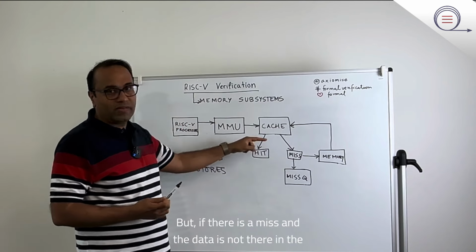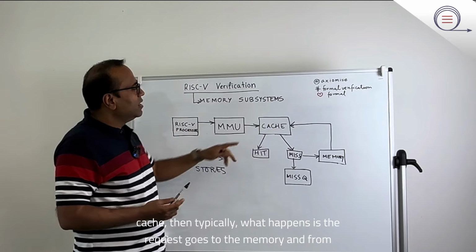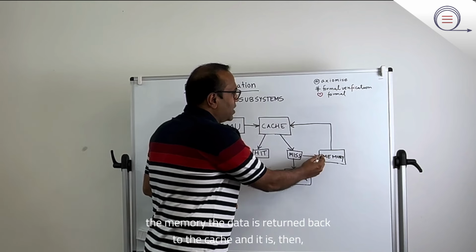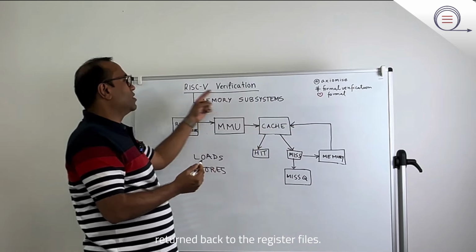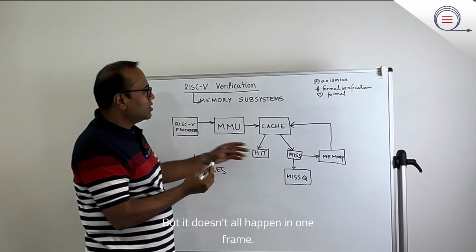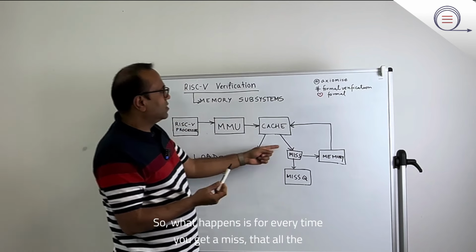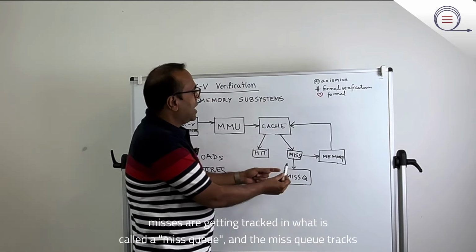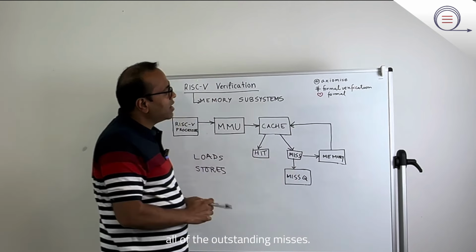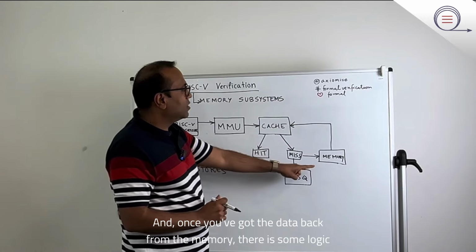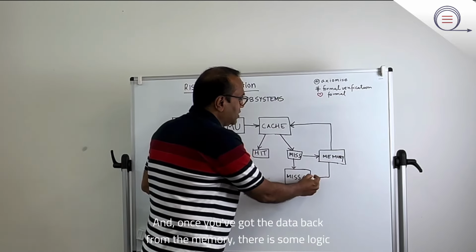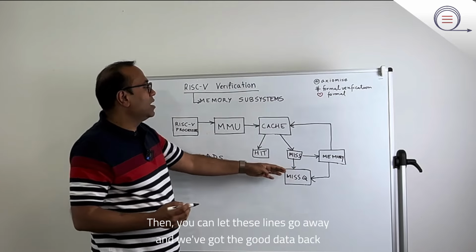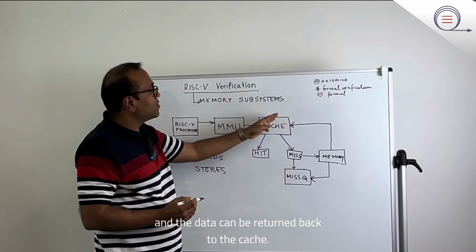register. But if there is a miss and the data is not there in the cache, then typically the request goes to the memory, and from the memory the data is returned back to the cache, and it is then returned back to the register file. But it doesn't all happen in one cycle. For every miss, all the misses are tracked in what is called a miss queue, which tracks all of the outstanding misses. And once you've got the data back from the memory, there is some logic that comes back to the miss queue to tell it that it can let these lines go away, we've got the good data back, and the data can be returned back to the cache.